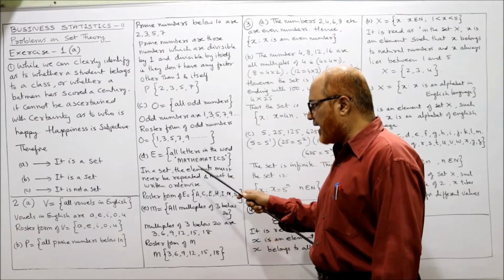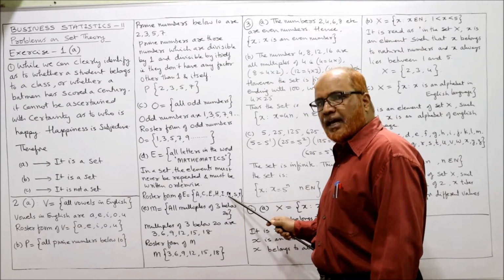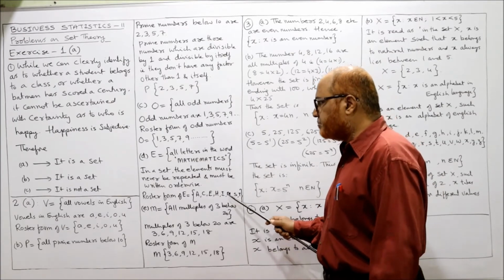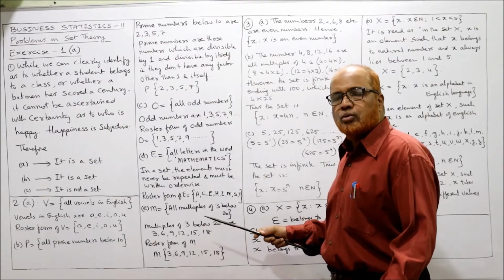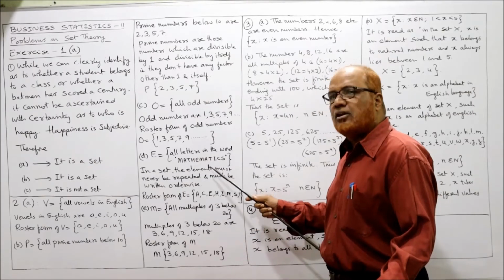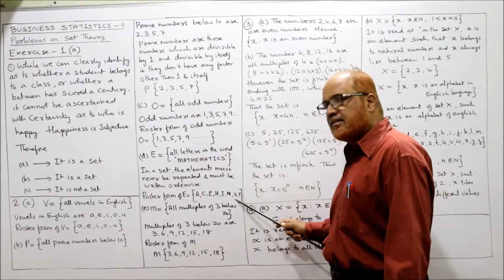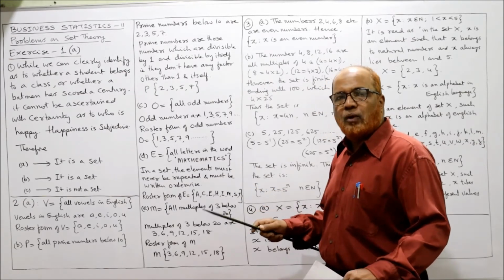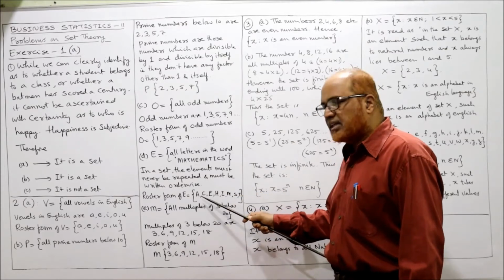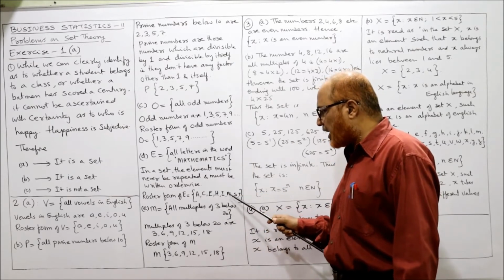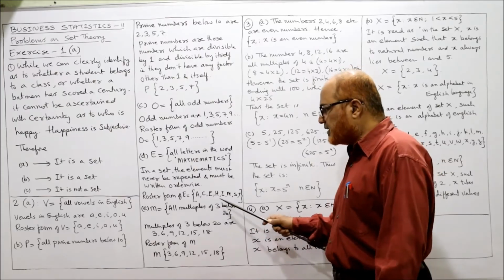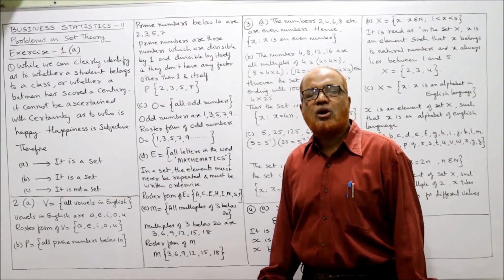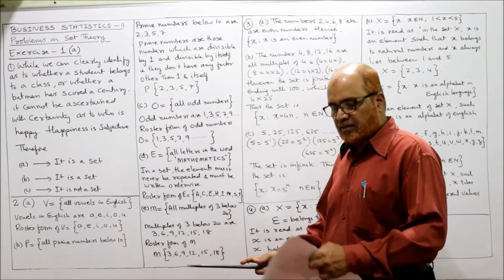L. Not there. M. M is there. N is not there. O is not there. P is not there. Q. Not there. R. Not there. S. S is there. After S, T. T is there. U, V, W, X, Y, Z, not there. So we have written the elements as A, C, E, H, I, M, S, T. These are the elements of the set E. So we have written the elements of the word mathematics in this.